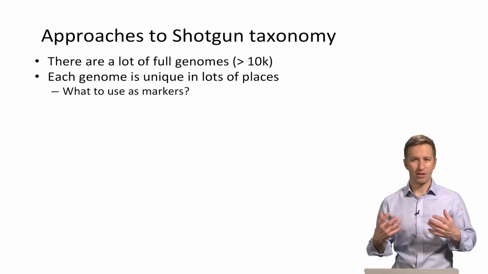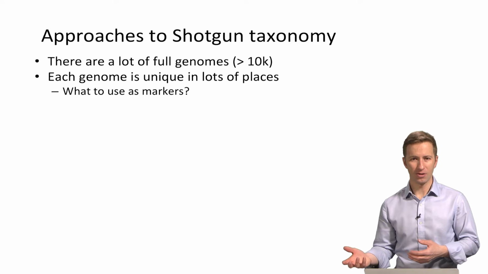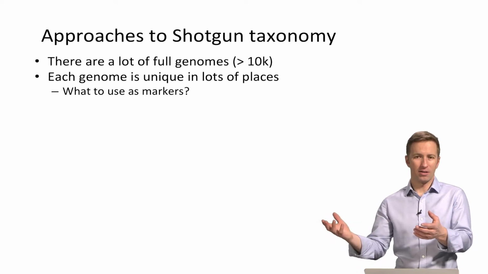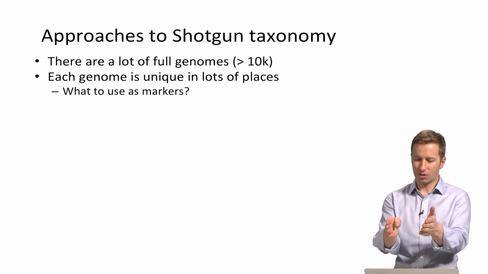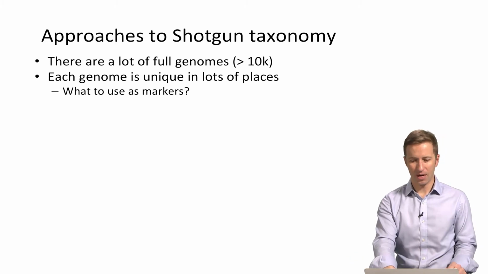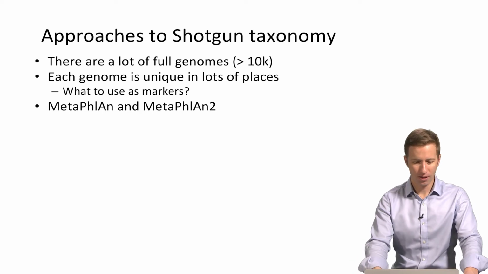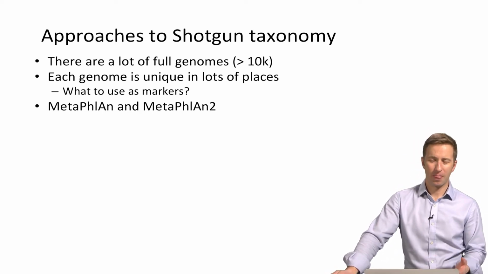And then the question is, how do you do that? What do you use as a marker for taxonomy so that you're not thinking falsely that there's a particular bug there, when actually the sequence you saw would have matched a bunch of other species? And different methods have taken different approaches to this. I'm going to talk about two of them, MetaPhlAn and Kraken.